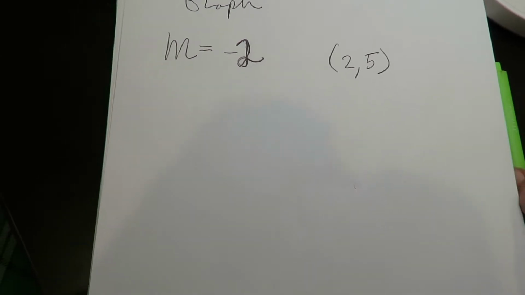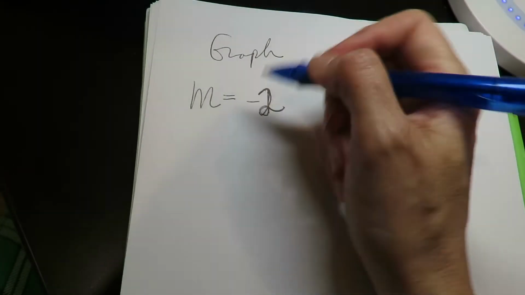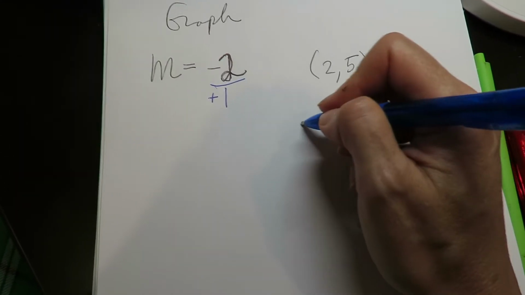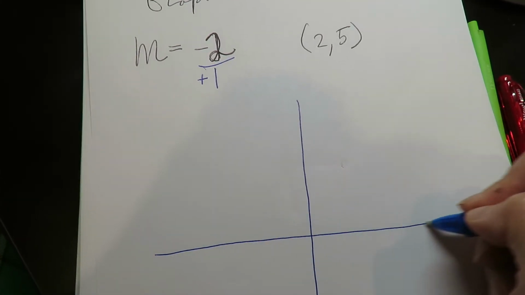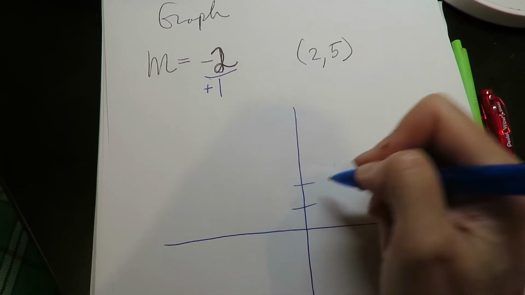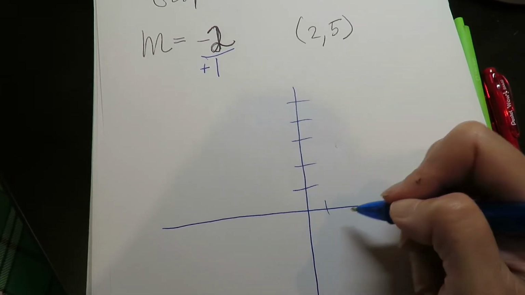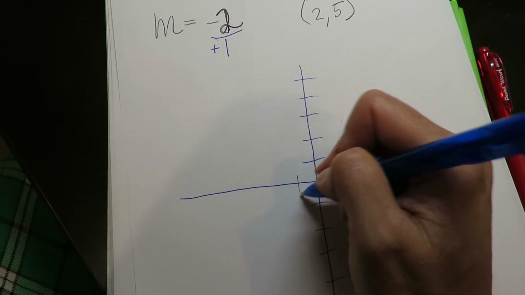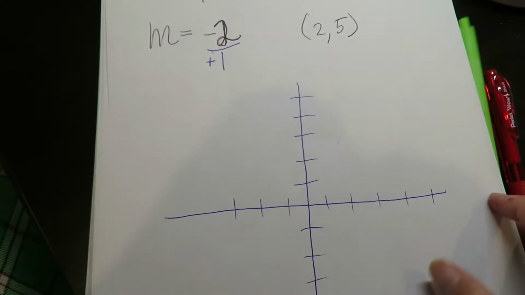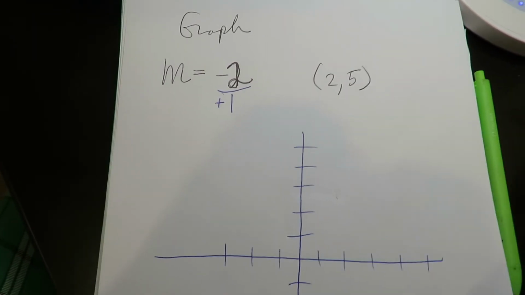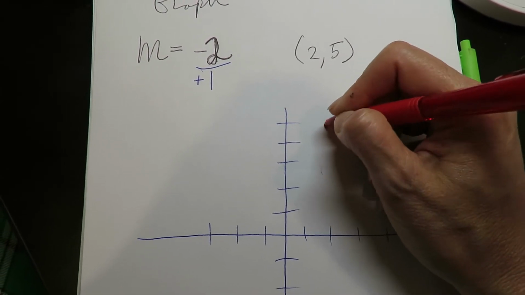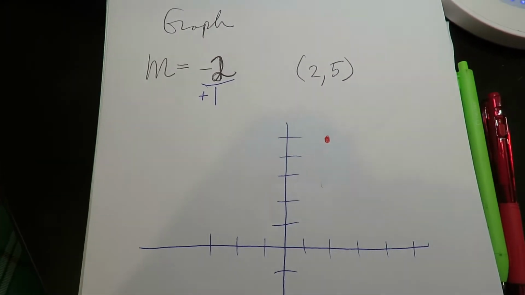Okay, let's try that again. Let's play that game again. Now, if they give you something that isn't a fraction, just go ahead and put it over 1. All right, same game. You start with plotting the point, so 2, 5. You use this to find a second point.